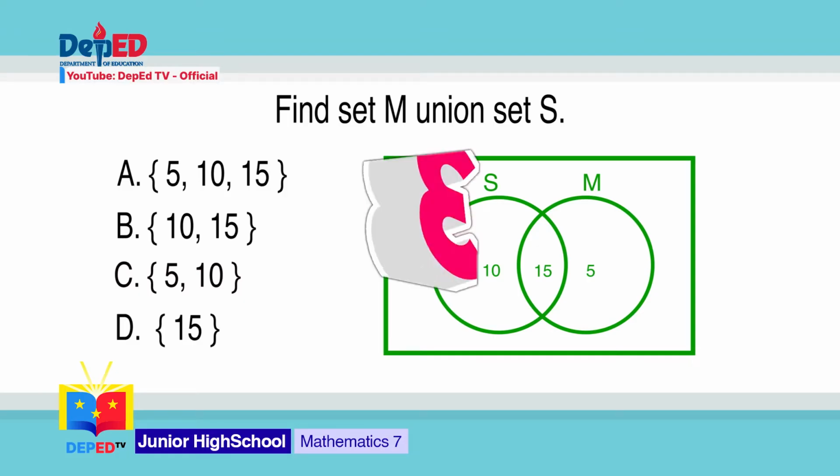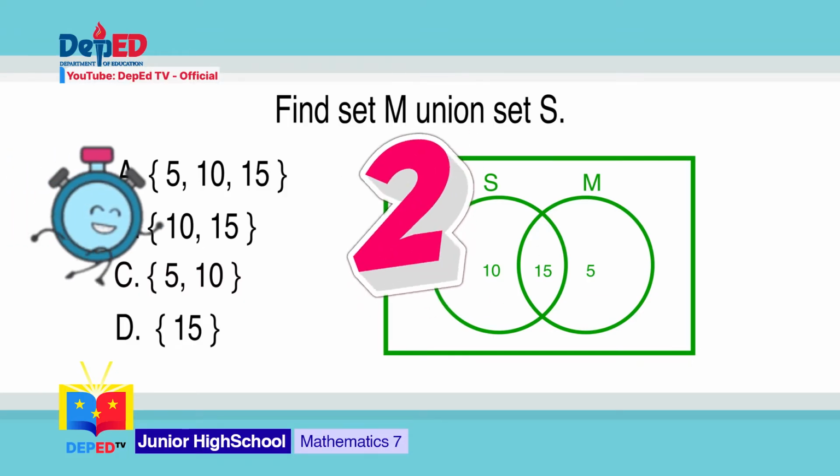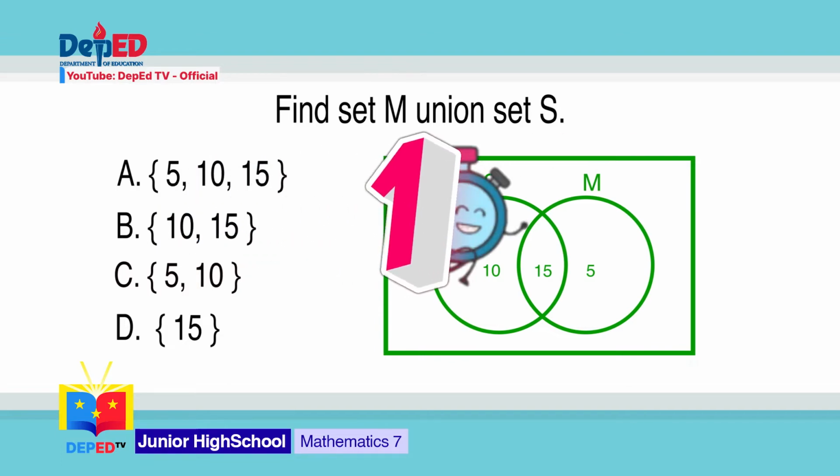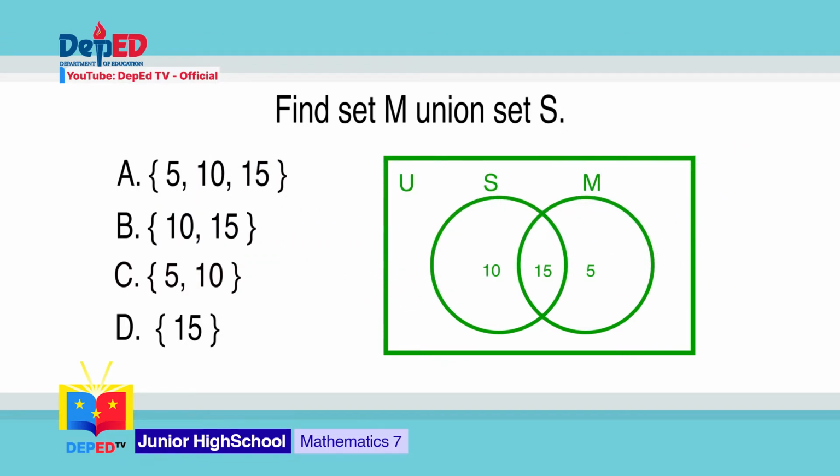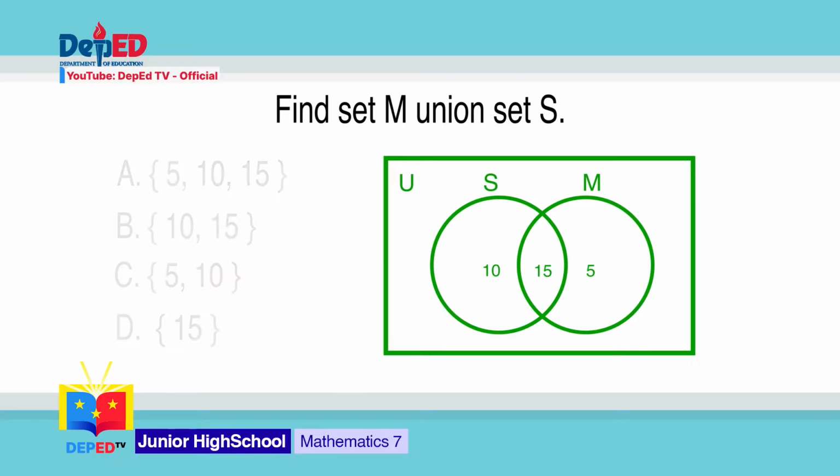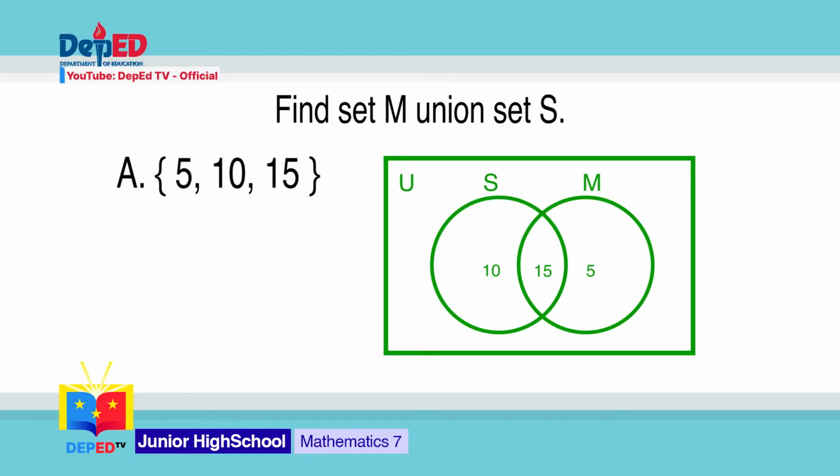Timer! The correct answer is letter A. You can easily pick from the diagram the relation between set M and set S: 5, 10, and 15 are the elements that belong to their union.